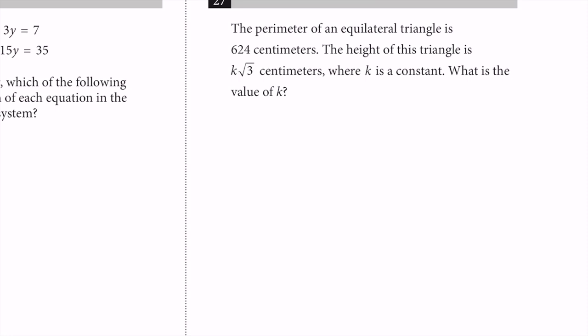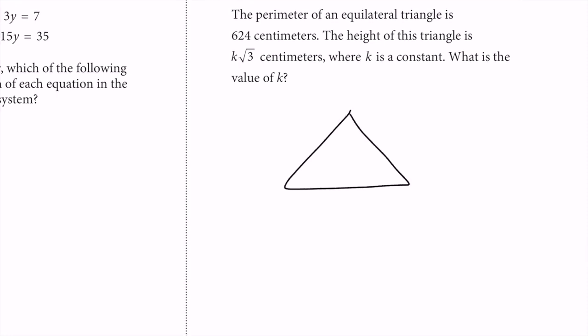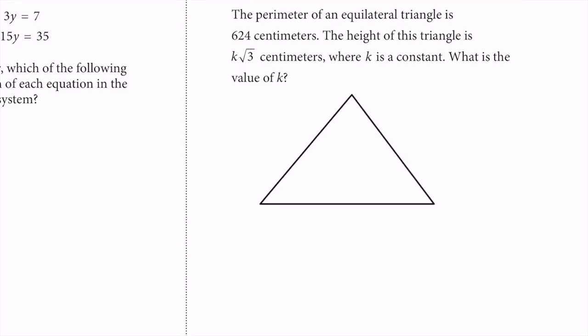So the perimeter of an equilateral triangle is 624 centimeters. The height of this triangle is k root 3 centimeters, where k is a constant. What is the value of k? So first, let's put our triangle. And what do we know about our triangle? We know that the height of the triangle, which I'll put in red, is k root 3. We're given that information. We also know the perimeter is 624.